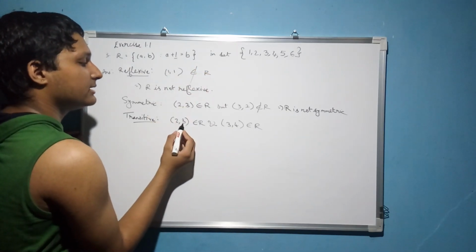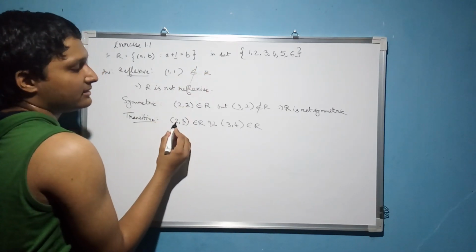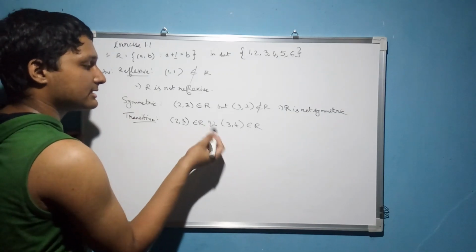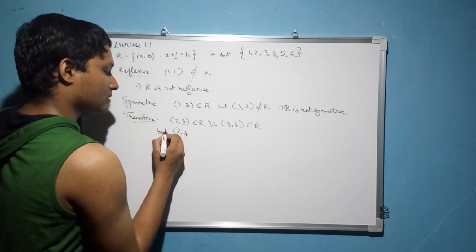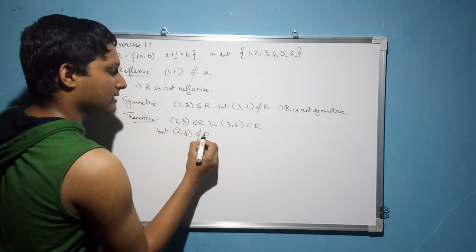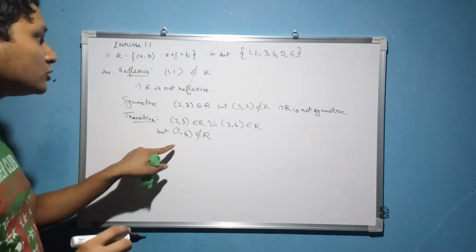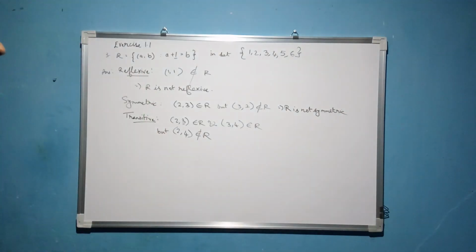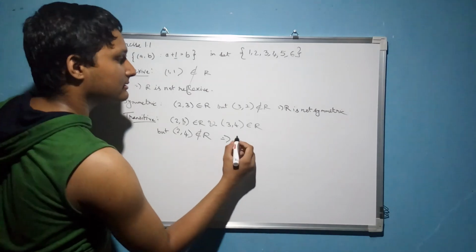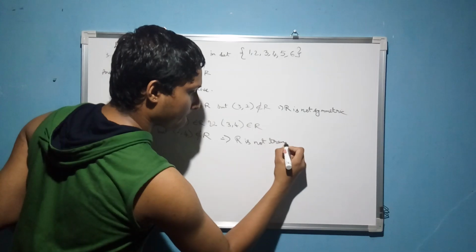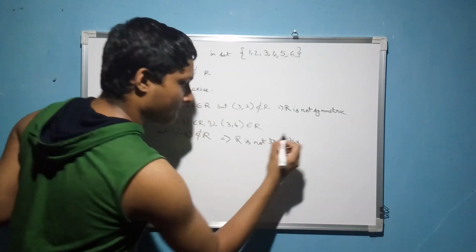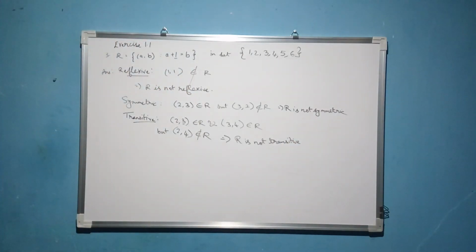X plus 1 is equal to y. That means that the second term is 1 more than the first term. That's what I can see here. But 2 comma 4 does not belong to R because the second term is 2 more than the first term. Hence, you can show that R is not transitive. Now we found out that it is neither reflexive, nor symmetric, nor transitive.